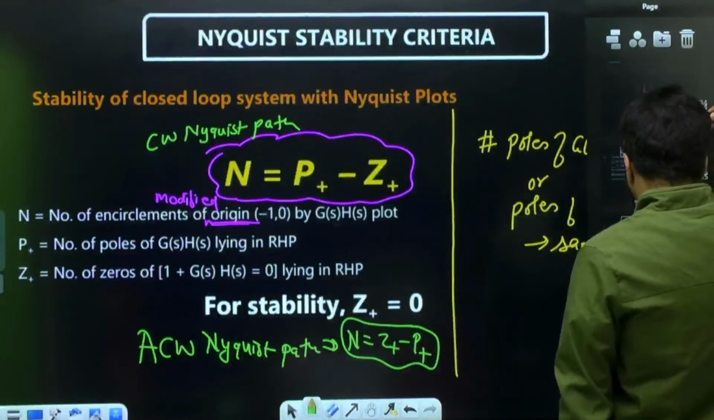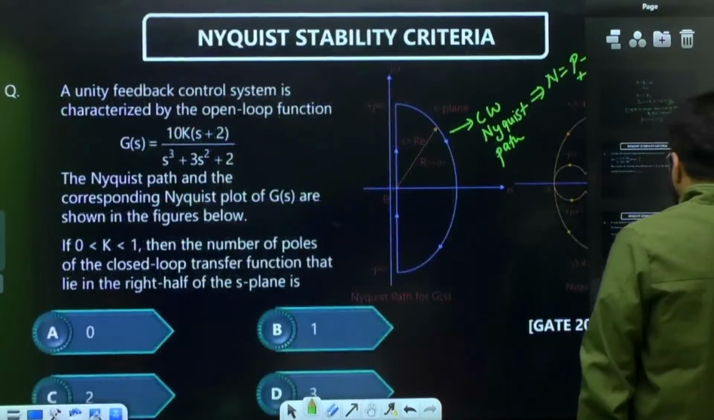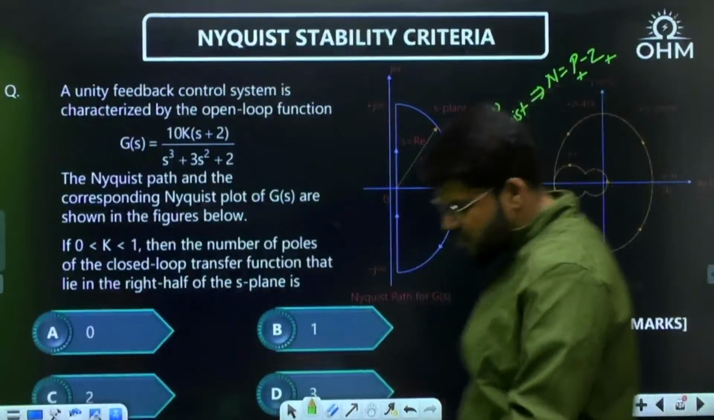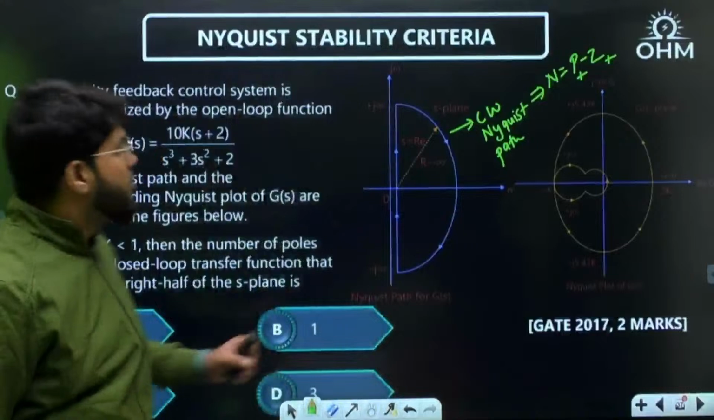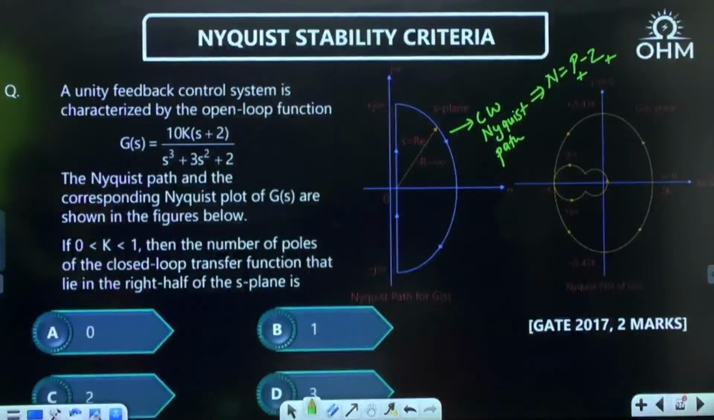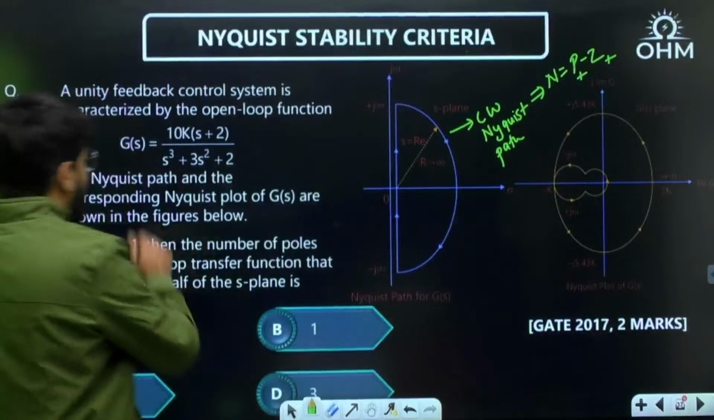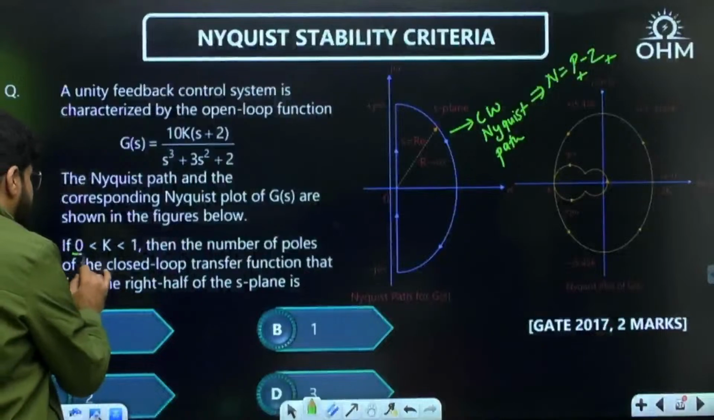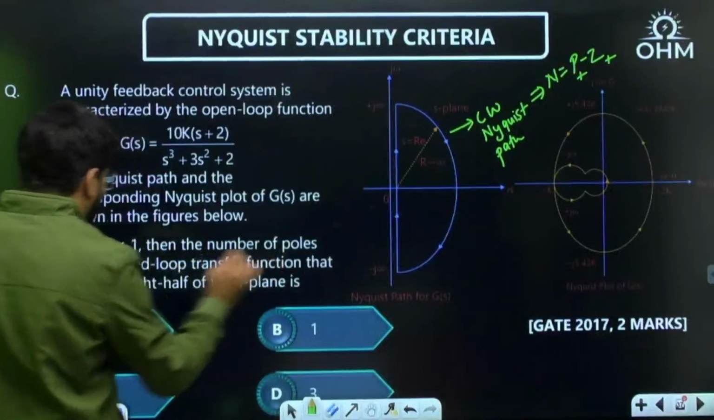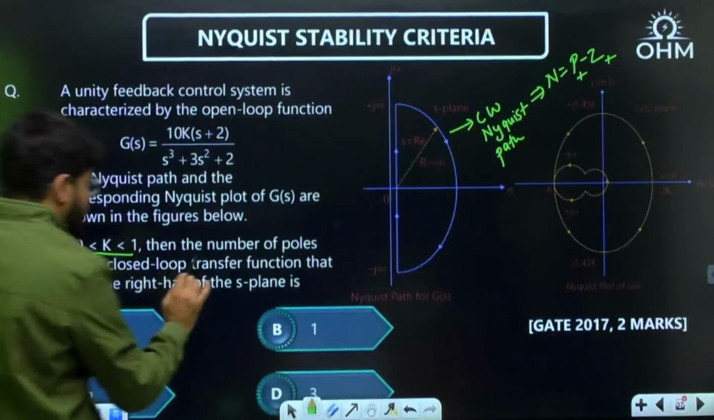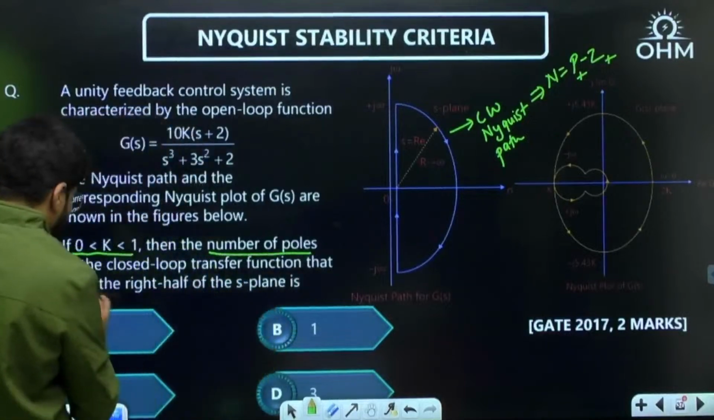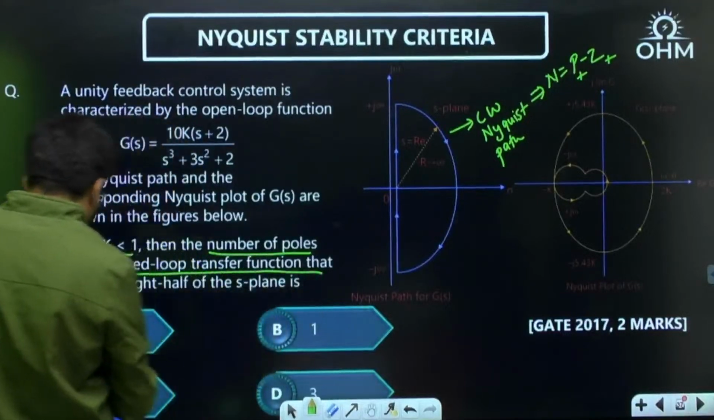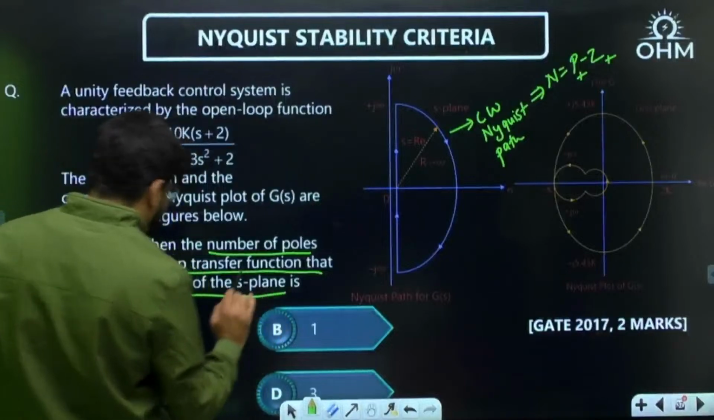Now let us come back to the question. This is the question we are discussing right now. Because it is a clockwise Nyquist path, I will take N equal to P minus Z. Now see, the Nyquist path and the corresponding Nyquist plot is also shown. For 0 less than K less than 1, the number of poles of the closed loop transfer function that lie in the RH of the S-plane, the right half of the S-plane.